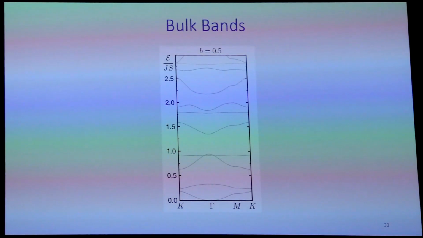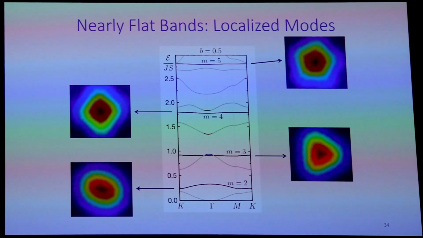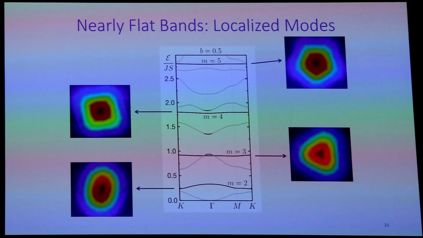So long story short, we do compute the bulk band structure. Looks like that. That's extremely boring and featureless, and I like colors. So what I do is I always add colors. So you notice those purple, almost flat bands. Those are indeed associated with localized modes of each ferromagnetic Skyrmion. And from lower to higher energy, they correspond to modes with different azimuthal angle. So an elliptical distortion first, then a triangular, square, pentagonal.